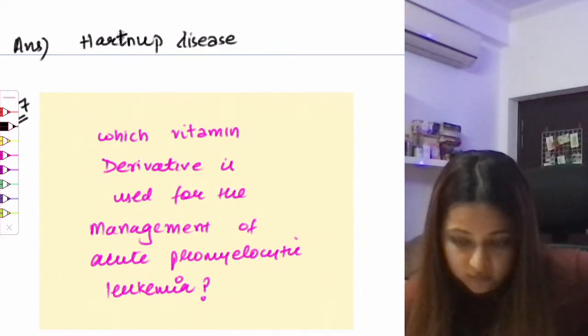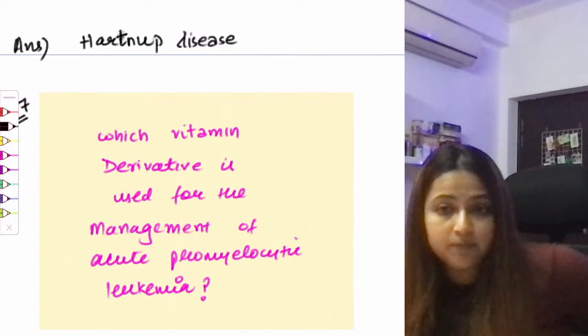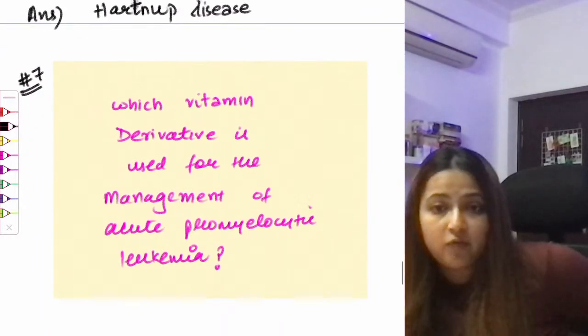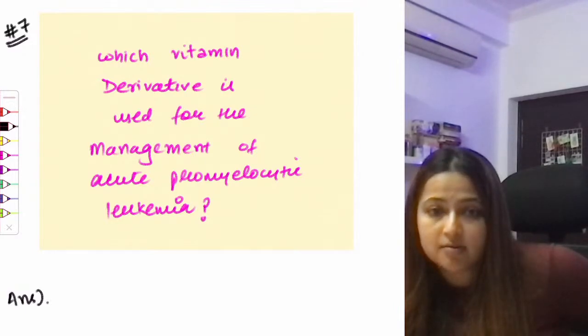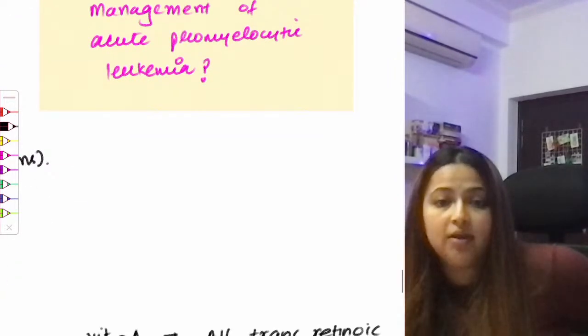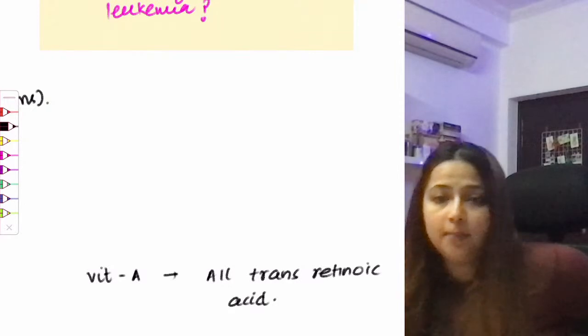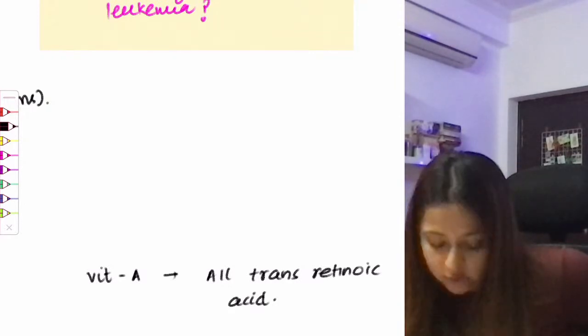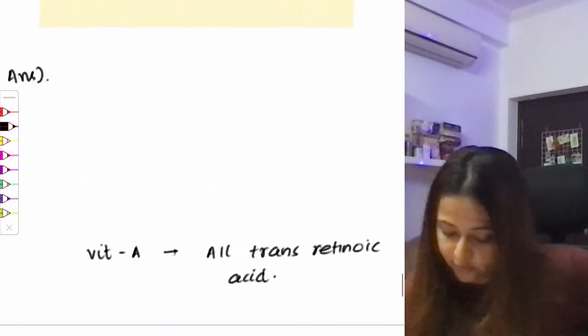Now, next question is which vitamin A derivative would you use for the management of acute promyelocytic leukemia? Which derivative of vitamin A would you use here? Yes? The answer to this question is ATRA, all trans retinoic acid. So know this vitamin A derivative, all trans retinoic acid, you call it ATRA. This is being used for the management of acute promyelocytic leukemia. Alright? Okay.